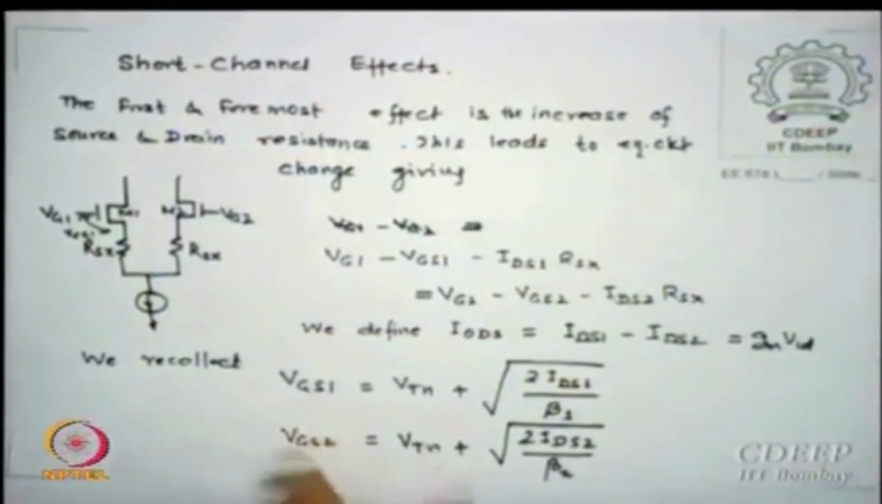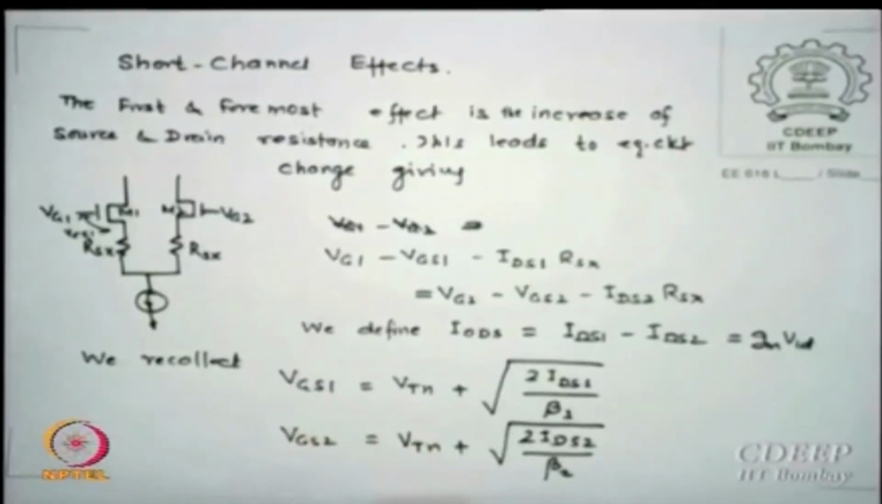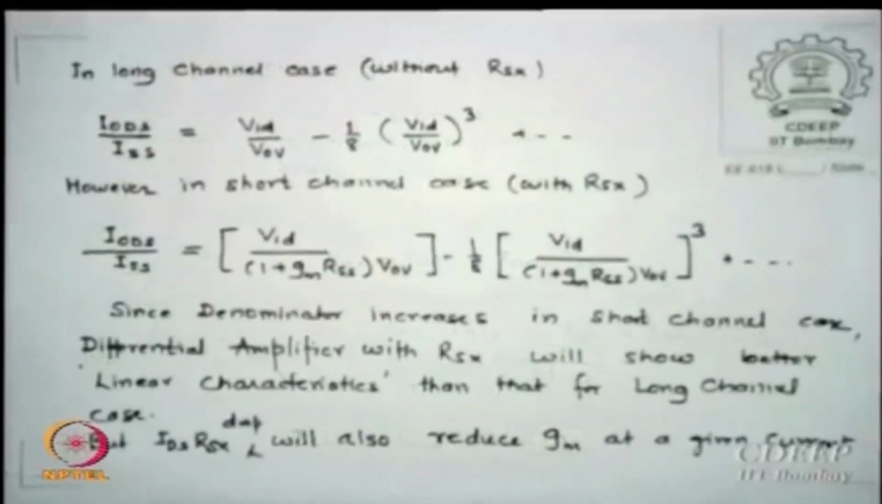Please remember this expression, we will use it often: VGS equals VTN plus square root of 2 ID by beta. It is a very standard way of replacing IDS into VGS or VGS into IDS. This is a very standard technique. In a long channel device, please remember, the non-linearity of IO characteristics or VO-VN characteristics can be obtained by Taylor series expansions.